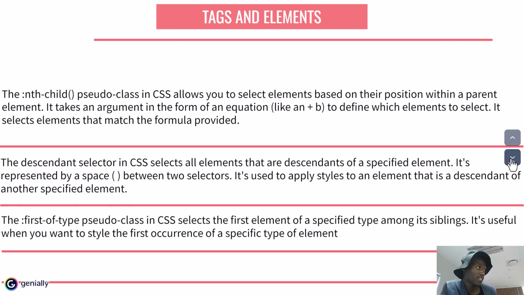So, as I was saying, the nth child pseudo class in CSS allows you to select elements based on their position. As long as we remember this part, because this is the crucial part of the nth child explanation, it selects elements based on their position. Remember, based on their position, right?